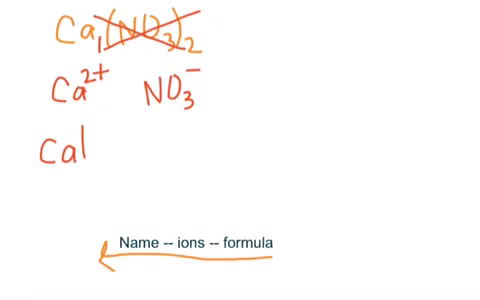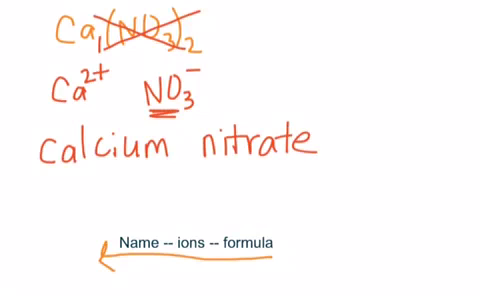I'm going to name that first metal cation just with its entire elemental name. And then the great thing about these polyatomic ions is I don't have to change the name at all. So this ends up being calcium nitrate. So there you go. We can take a name and turn it into a formula, and we can take a formula and turn it into a name, even with polyatomic ions.